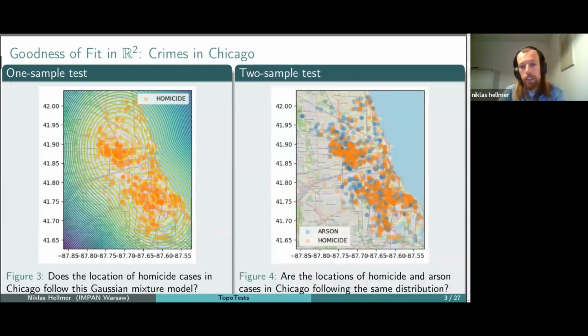Or I can ask the 2-sample question. Here I have the locations of homicide and arson cases in Chicago again. I might wonder whether these are following the same distribution. These are questions that people care about, right? So these are important questions.